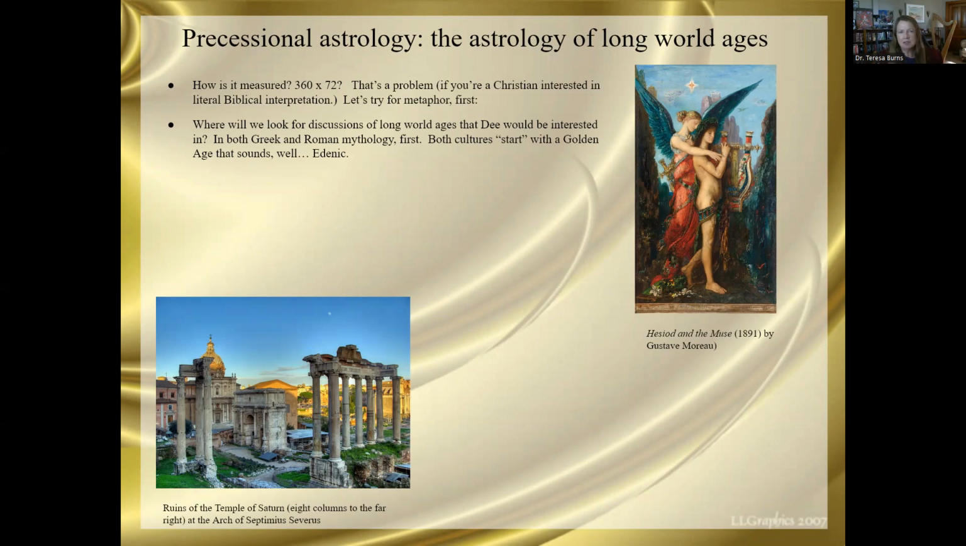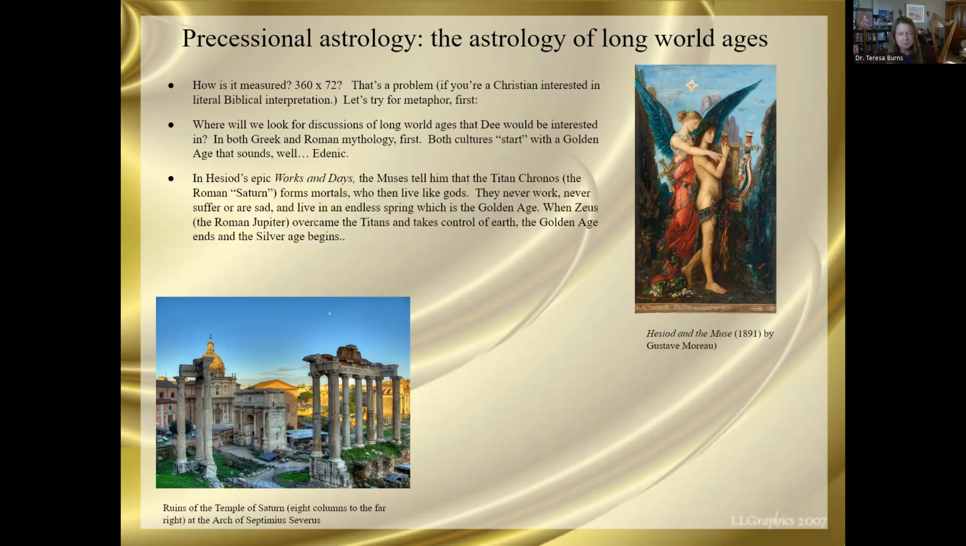And so if we look in those texts for discussions of great world ages, they're easy to find because in both Greek and Roman mythology, both cultures have stories where they start with the golden age. Can he equate that to Genesis? Well, sure, that sounds very much like the Garden of Eden, if you're treating all of these as parallel metaphors, which is what I'm doing now.